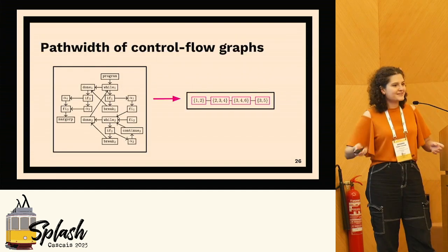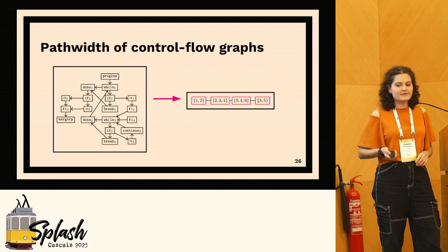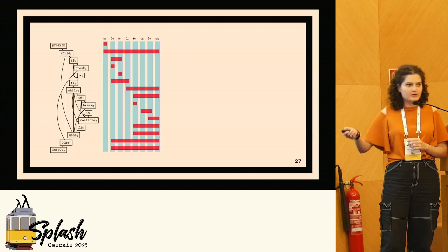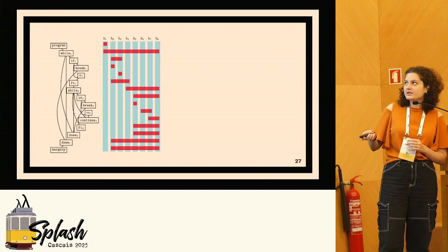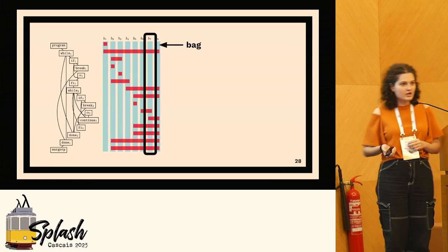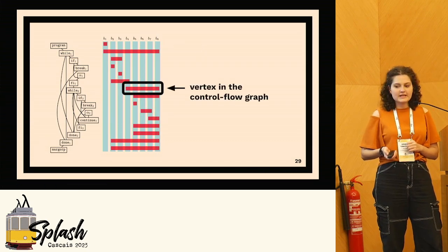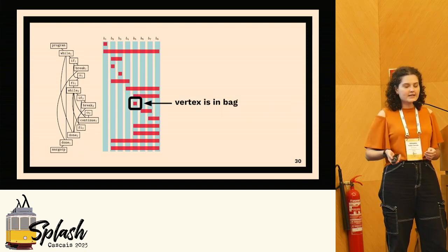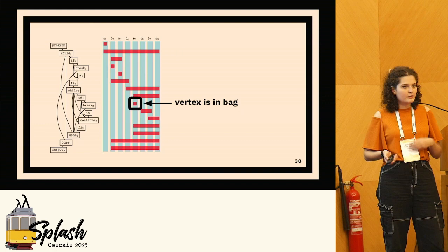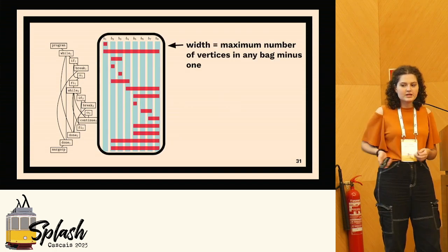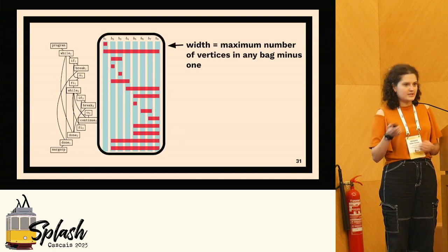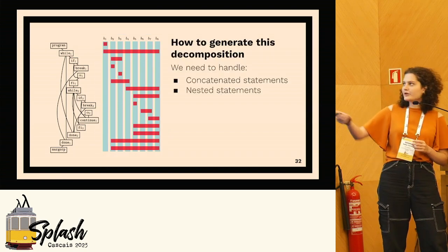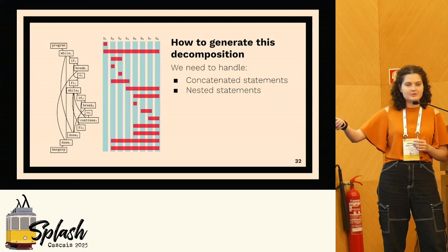Cool. Now, let's look at the pathwidth of control flow graphs. We're going to start with a control flow graph, and we're going to try to build a path decomposition of it. This is our path decomposition. Each one of these columns is going to be a bag. Each one of these lines represents a variable, which is a vertex in my control flow graph. And they intersect when a certain vertex is in the bag. We want to know what's the width of this path decomposition. That's the maximum number of vertices in every bag, minus 1. Okay, so now we want to know how do I get from my program to a path decomposition?